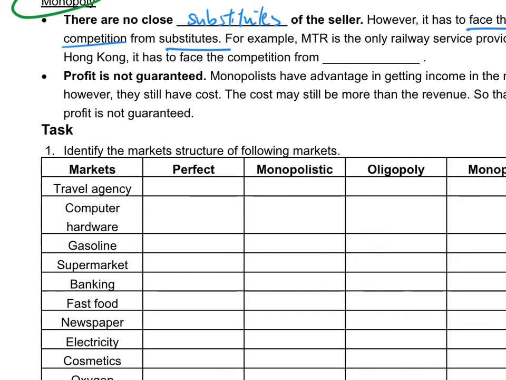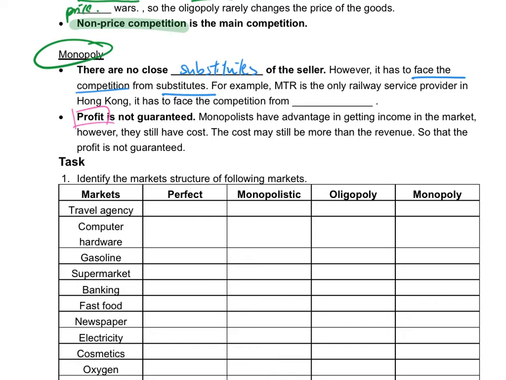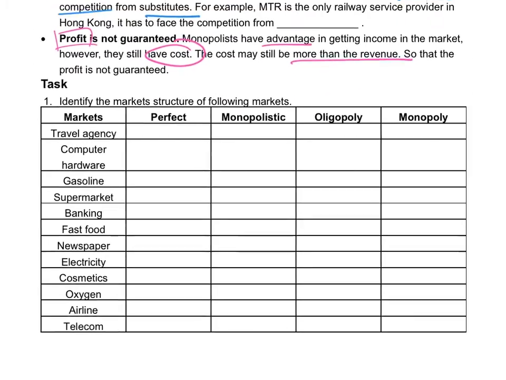And actually, sometimes some people have a wrong understanding about monopoly. They will think that, okay, a monopoly can always make profits. Okay, but actually this is not true because some monopolists cannot gain profits. Although they have an advantage in the market, they still have costs. If they cannot control their costs well, actually their costs may be more than the revenue. Okay, so profit is not guaranteed.